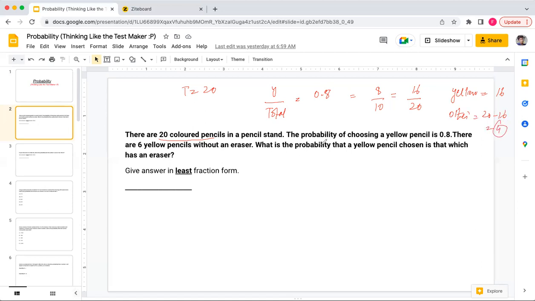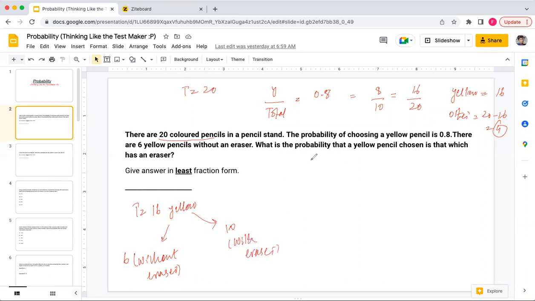The question says that there are 6 yellow pencils without eraser. So total we have 16 yellow, in which we have 6 without eraser, and we have the remaining 10 with eraser.